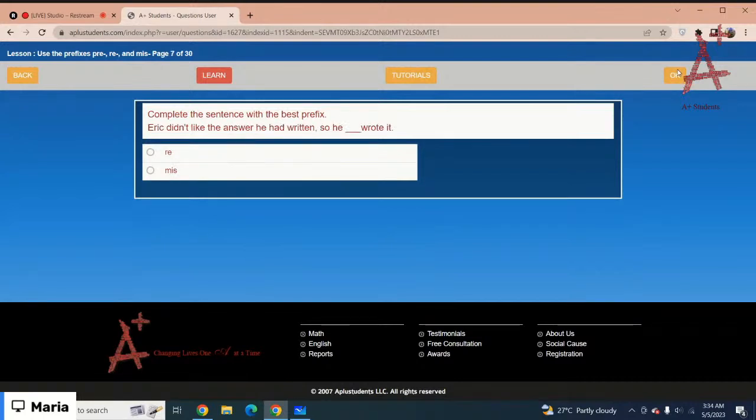Eric didn't like the answer he had written, so he dash wrote it. Re or miss? Which is the correct option? It would be rewrote it. So he rewrote it.